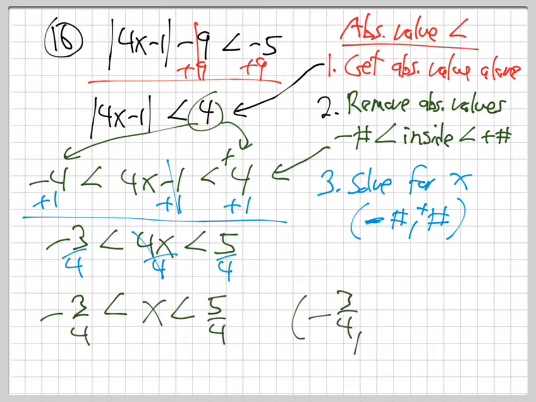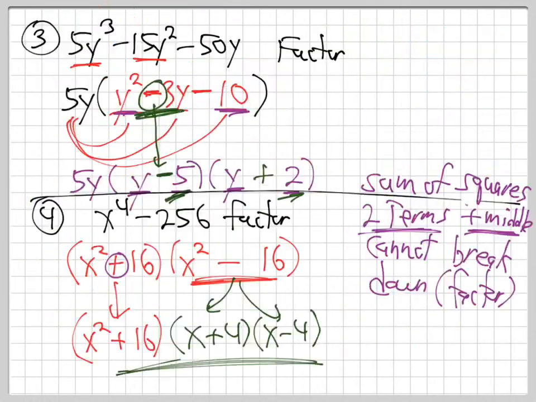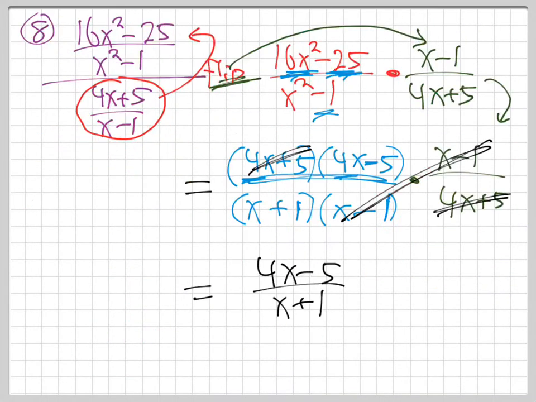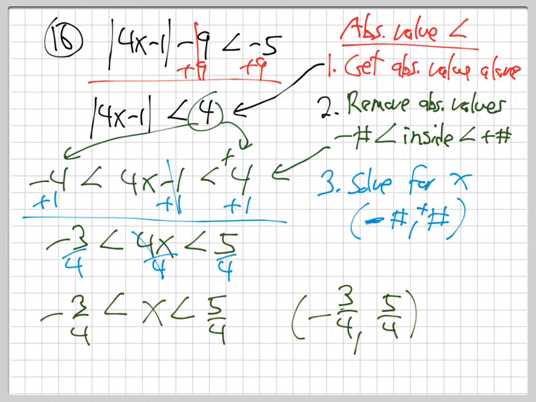And then how do we say that answer? Interval from negative 3/4 to 5/4. It's all the numbers from negative 3/4 to 5/4, that whole entire interval. So if we go back to the options, negative 3/4 to 5/4, there it is, option D. All right, let's try number 17 now.